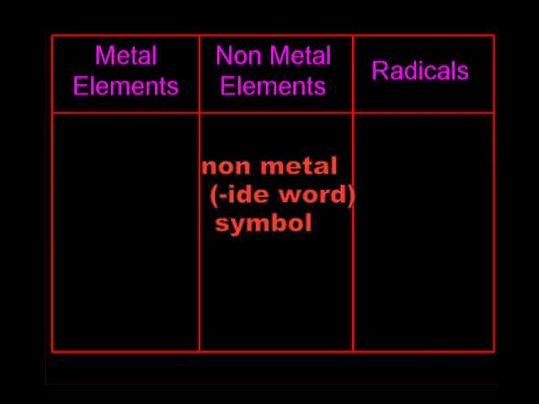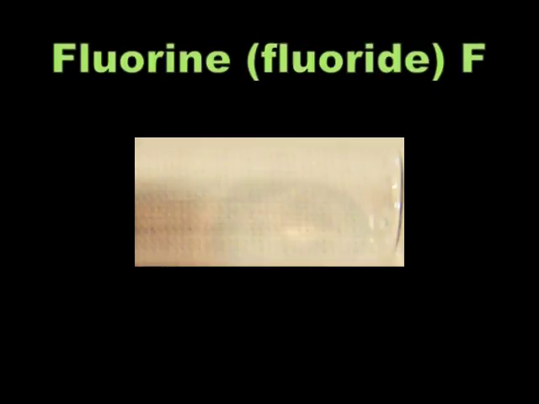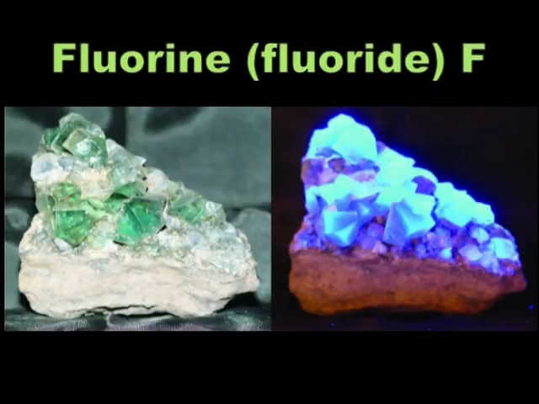When non-metals form the second parts of compounds, we change their names to IDE words. So for each non-metal, you are to write down first the name, the IDE word, and then the symbol. Fluorine is a deadly poisonous pale green gas that is extracted from fluorite, the mineral that fluoresces or glows under ultraviolet light.